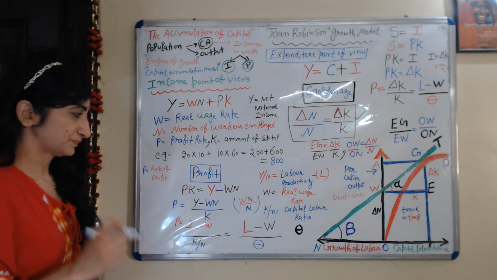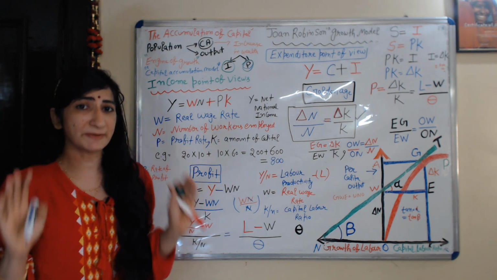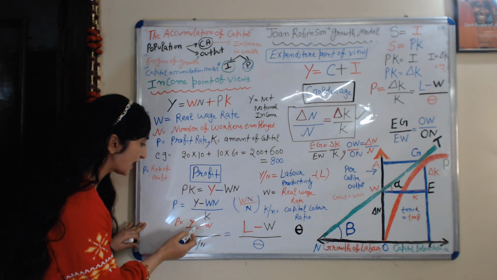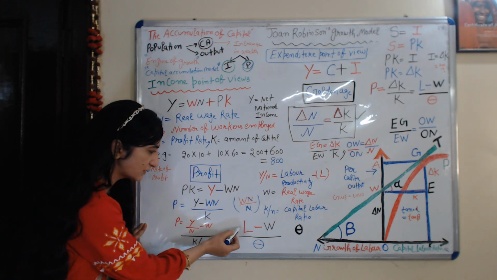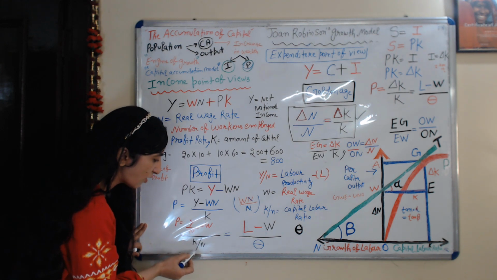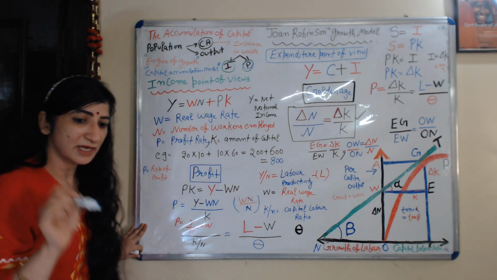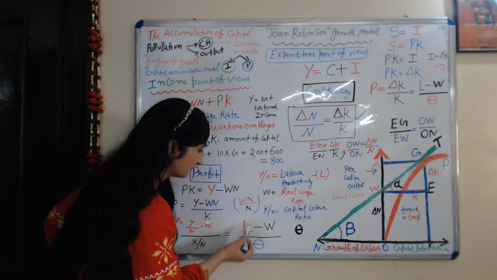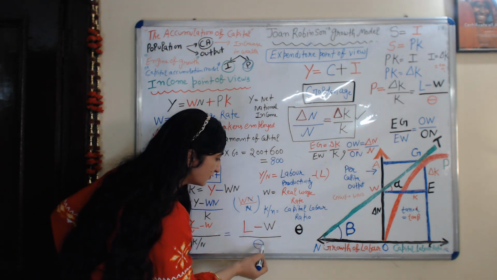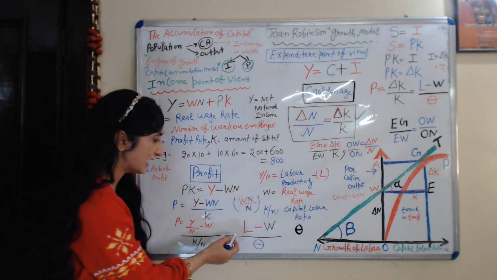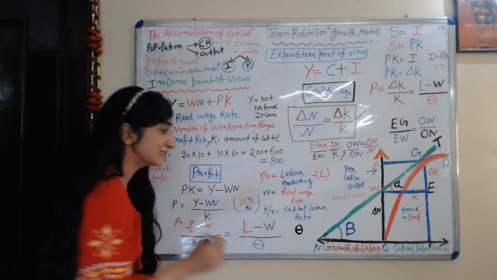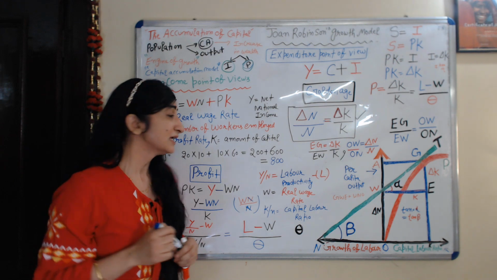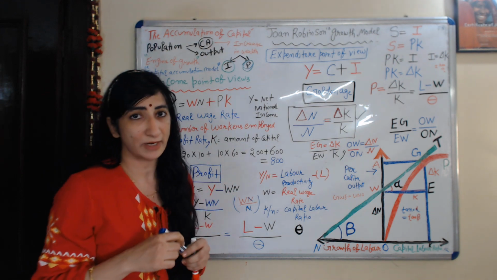Now for the sake of simplicity, we assume Y over N is equal to L, and K over N is equal to theta. Now our final equation becomes L minus W divided by theta. L is labor productivity, W is real wage, and theta is the capital labor ratio. Okay, this was about the income point of view.